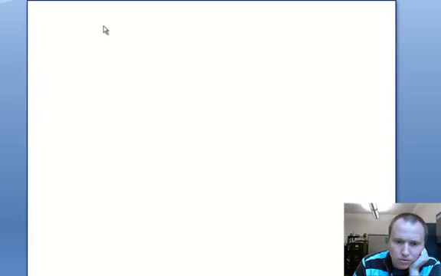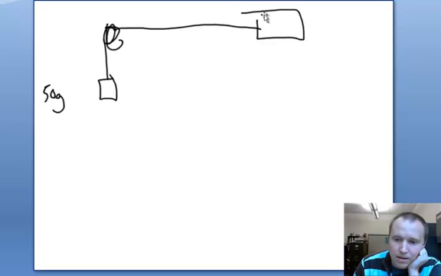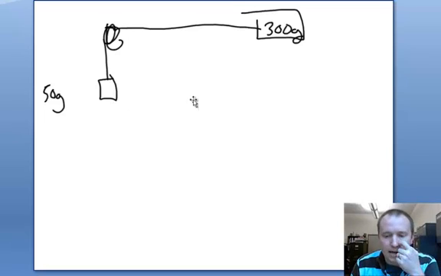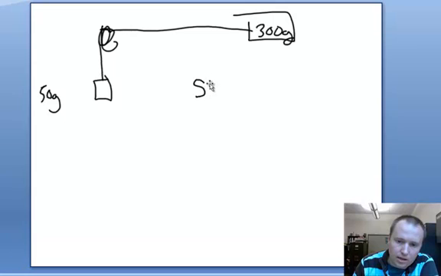So let's start off by looking at what we have. Initially, we have a pulley, a small hanging mass of 50 grams, and we have this cart over here which has a mass of 300 grams. So let's look at my system. Whenever we look at multiple objects accelerating together, we look at the system.